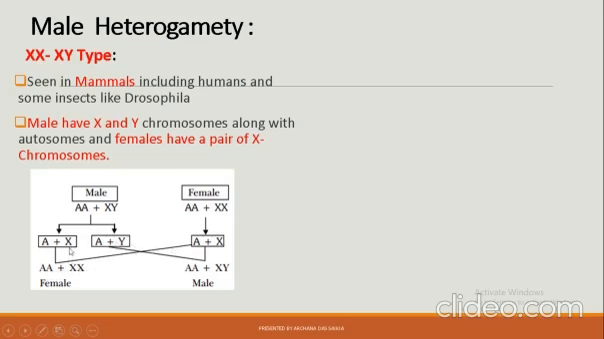If the sperm carrying the X chromosome unites with the egg, it will restore the combination XX, which will obviously be a female individual. And if the sperm carrying Y unites with the egg, then it will definitely develop into a male individual. So this is the XX-XY type of sex determination.